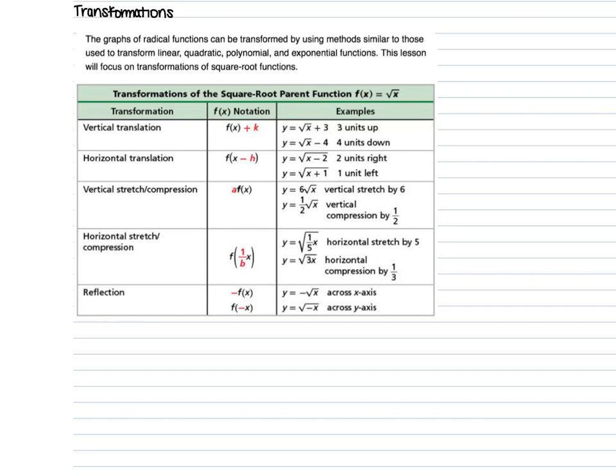Your reflections are either across the x or the y-axis. If it's outside of the radical, it's across the x-axis. If it's inside, in front of the x, it's across the y-axis.